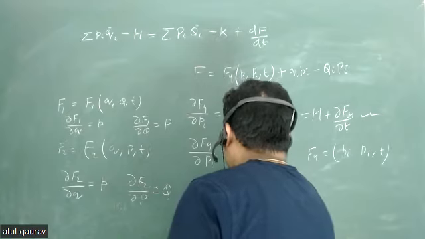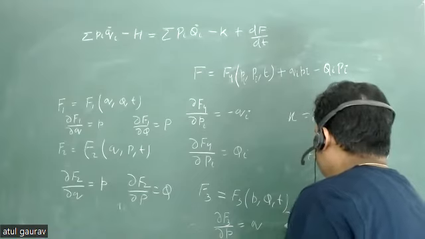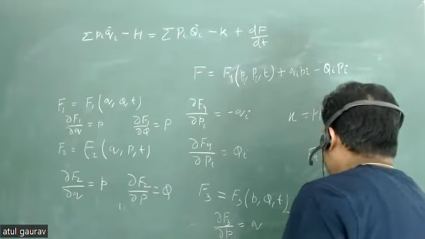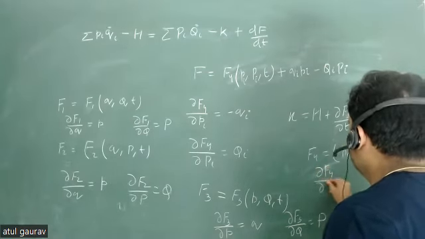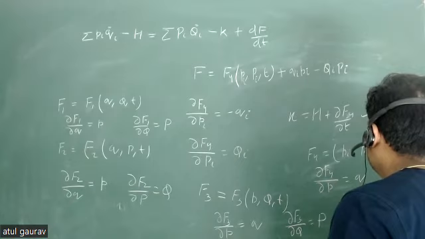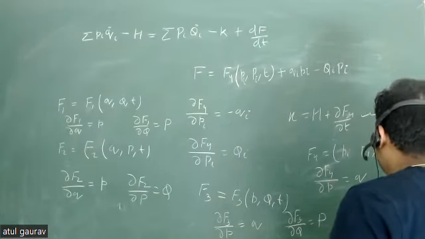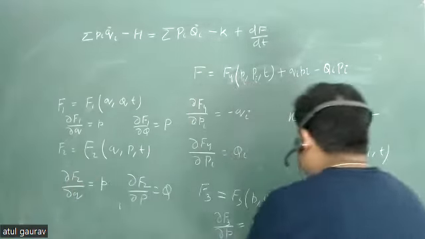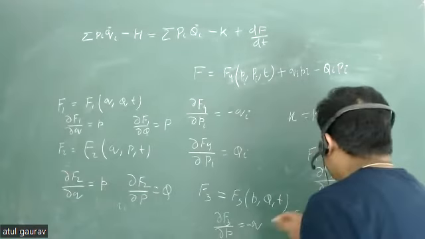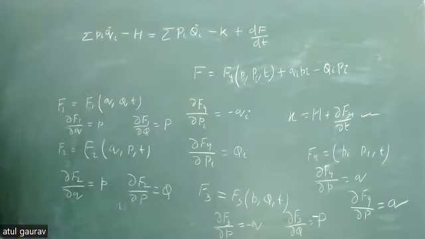Del F3 upon del small p will give what? Small q. Del F3 upon del capital Q is capital P. Now del F4 upon del small p is Q, del F4 upon del capital P is Q. Now you can remember that F2 is both positive, F3 is both negative. You will remember this? Yes, sir. Yes or no? F2 will be positive, F3 will be negative, both of them.